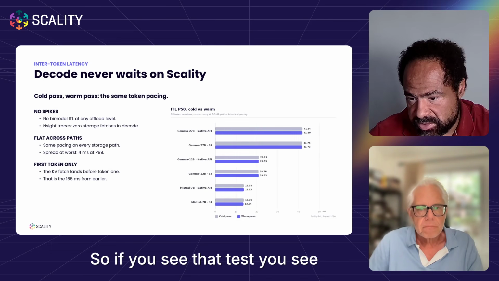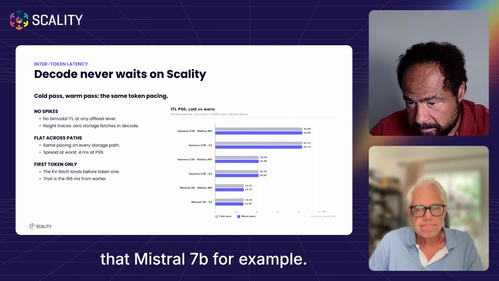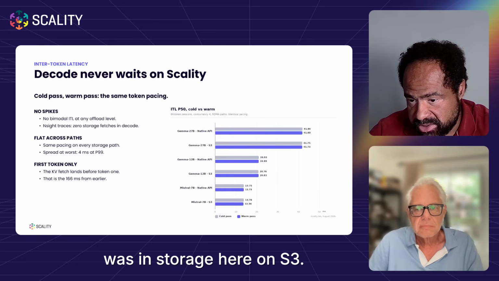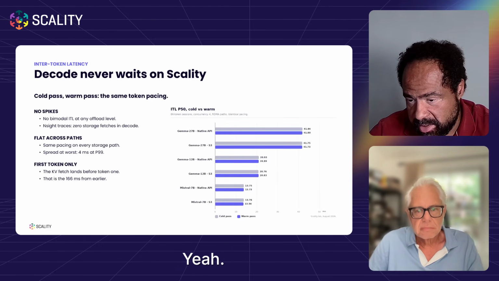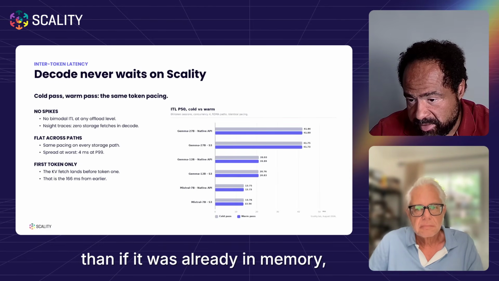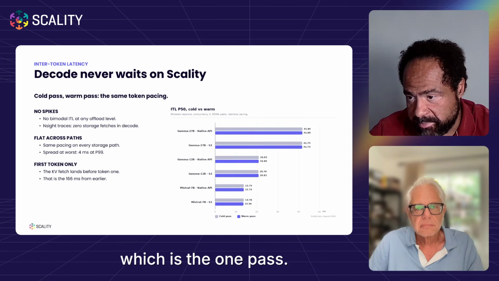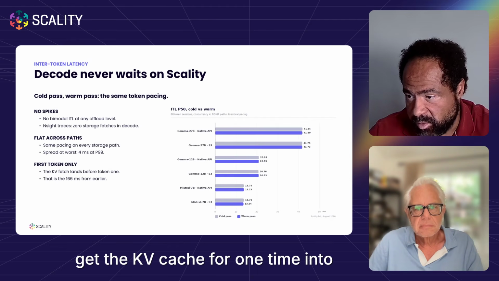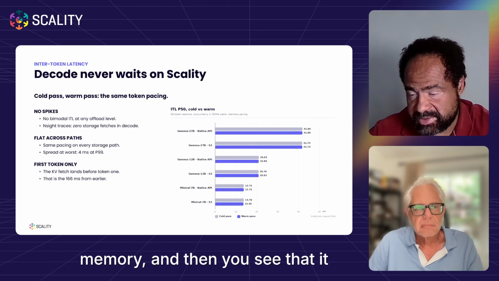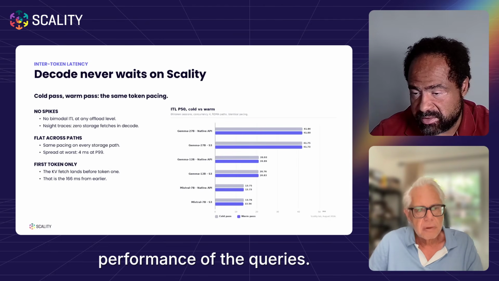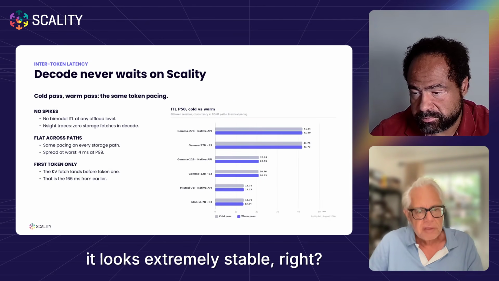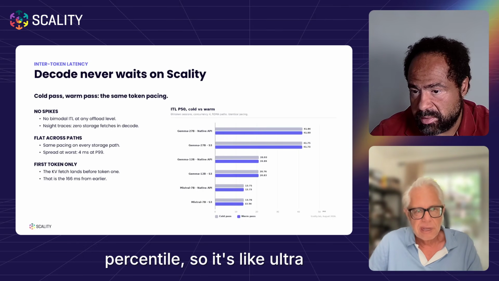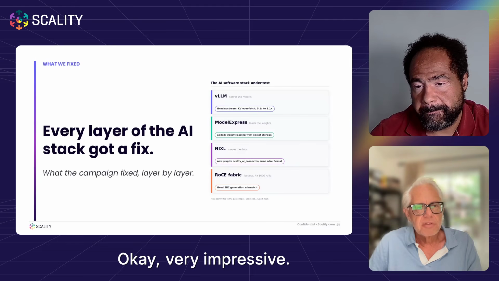So if you see that test, you see that Mistral 7B, for example, the bottom one, right? The code path is the KV cache was in storage here on S3. Yep. That gives you a time that's longer than if it was already in memory, which is the warm path. And the delta is just the time to get the KV cache for one time into memory. And then you see that it doesn't impact the overall performance of queries. It looks extremely stable, right? Because you're getting a 4 millisecond variance, 99th percentile. So it's ultra predictable. Yeah. Okay. Very impressive. All right.